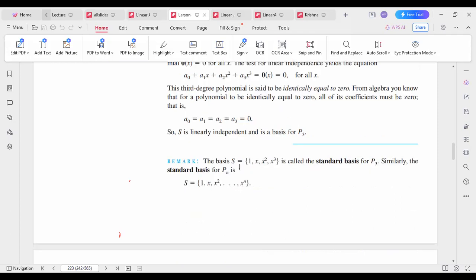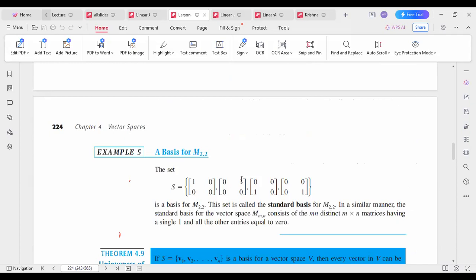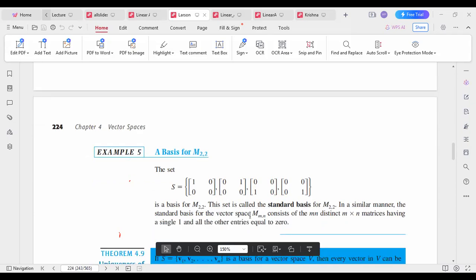Now the basis S is called the standard basis for the polynomial space P3. Similarly, the standard basis for Pn is this also. Now, another example: S equals these 4 vectors. That means the 2 by 2 matrices form the standard basis for M22, that means 2 rows, 2 columns. In a similar manner, we can conclude that the standard basis for Mn is also a basis.